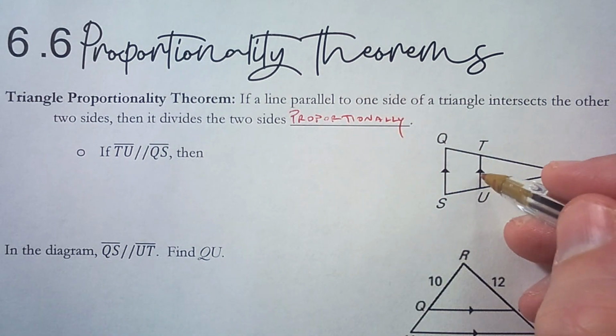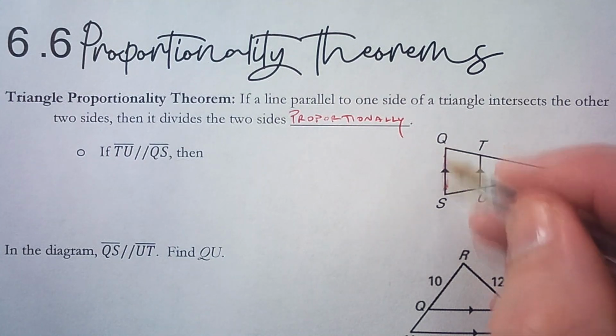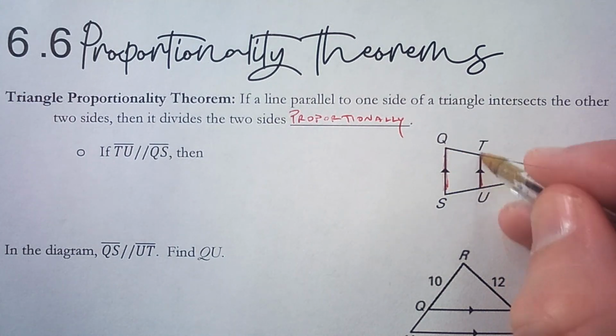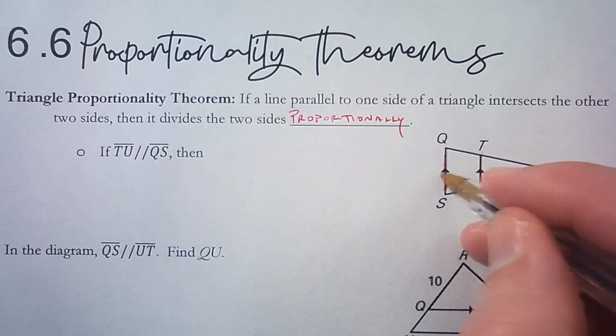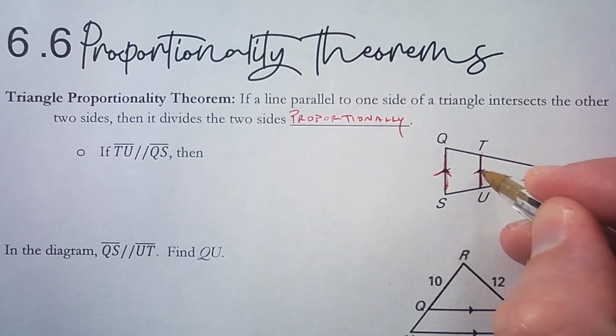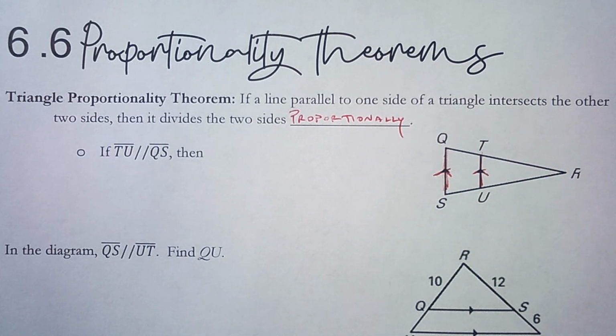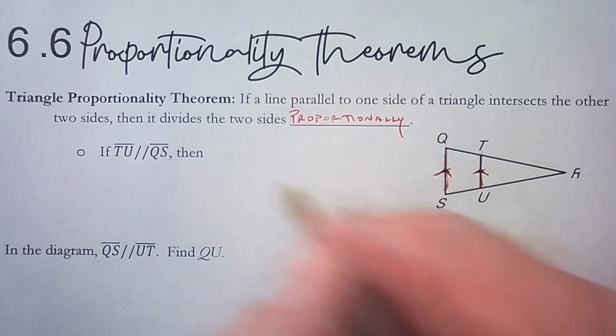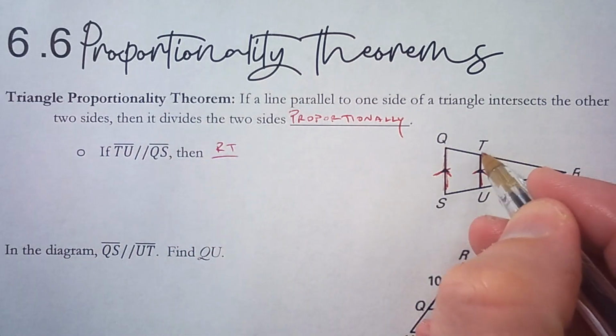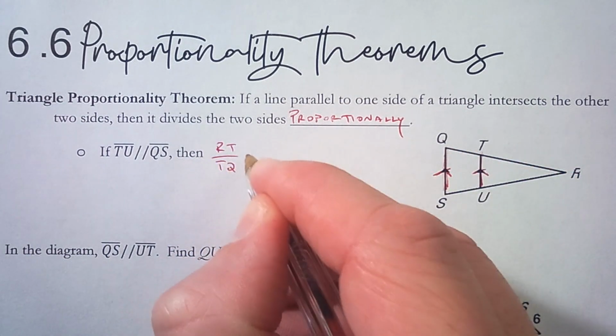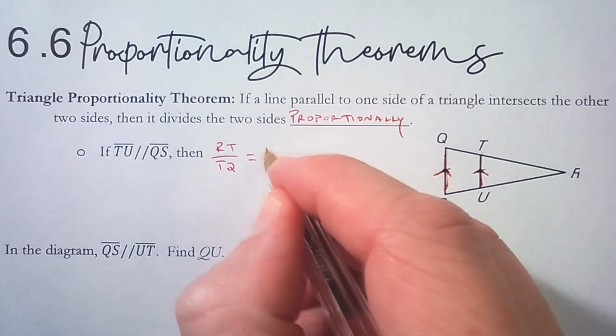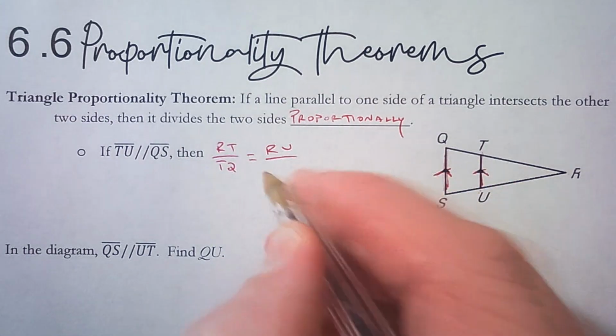Okay, so here is a side of a triangle, and here's a side parallel to it that intersects the other two sides. Okay, so because those two line segments are parallel, it is true that RT is to TQ as RU is to US.